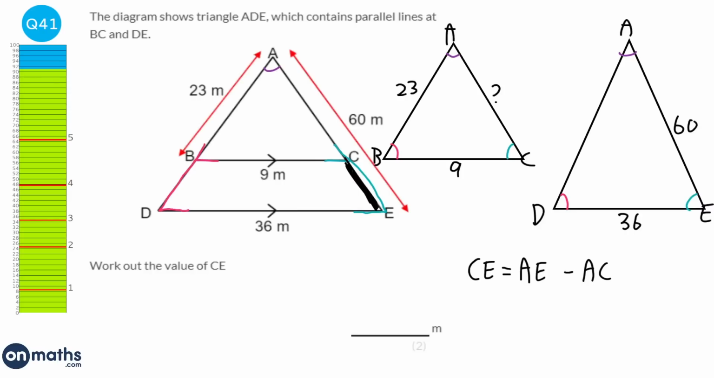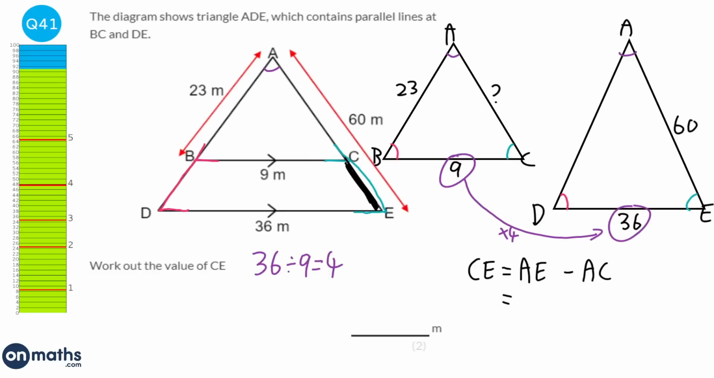And when we find out what AC is, we can just take them away to work out what the CE is. So we need two corresponding lengths that we know both of them. So we've got the 9 and 36 here. Because these two triangles are similar, we know that we can work out what the scale factor is. And to work out the scale factor, you do big divided by small. So 36 divided by 9, and we work out that that is going to be 4. So we know we're going to have a scale factor of 4. So to get from the smaller triangle to the big one, we times it by 4.